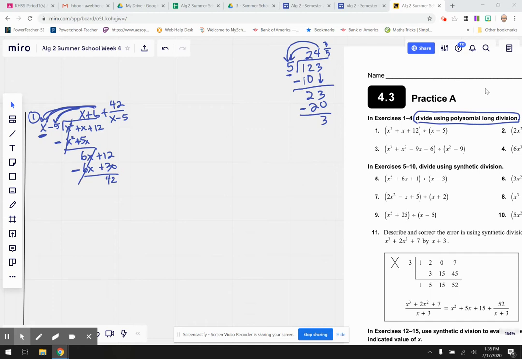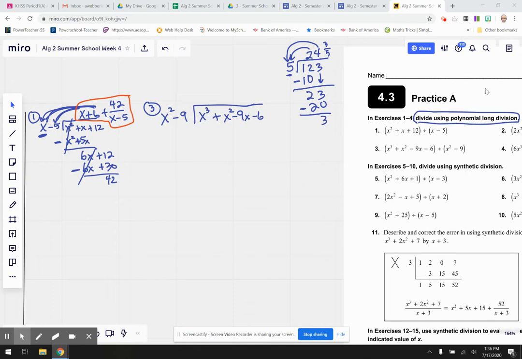I'll box it up in red for you. It's right there. Okay, so that's number 1. Let's go to number 2, or number 3. I mean, we're going to do the odds for you. Okay, so 3. Outside number is the last one, so that's x squared minus 9. Inside number is x cubed plus x squared minus 9x minus 6.